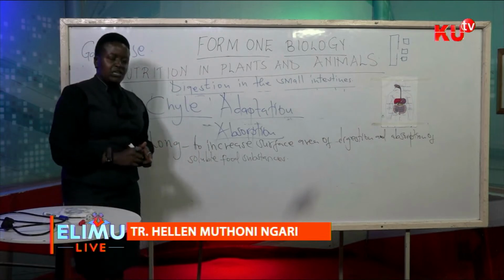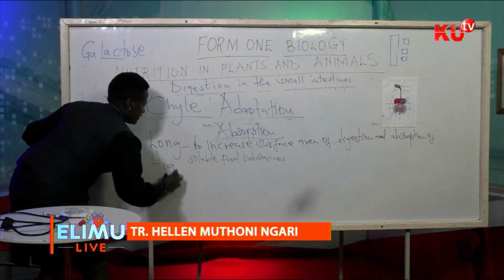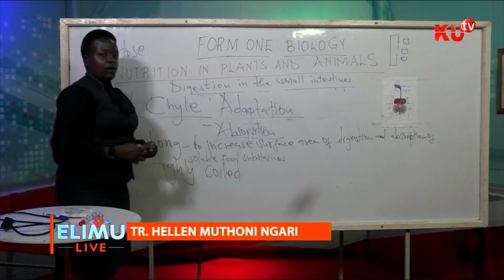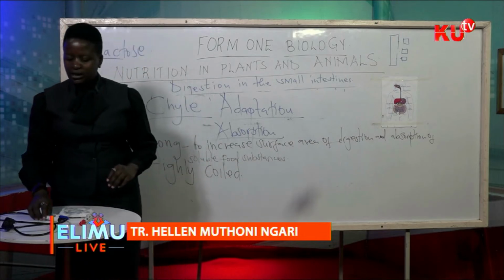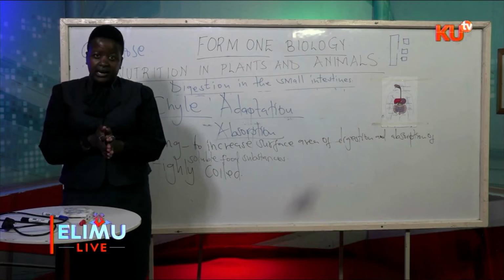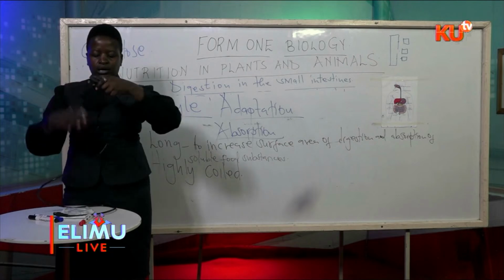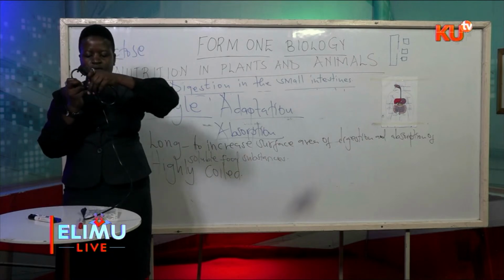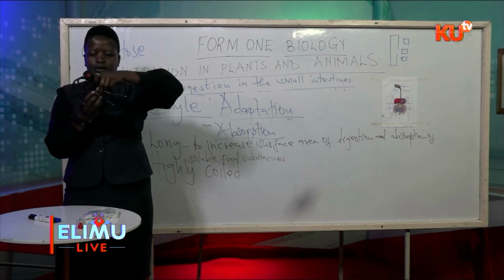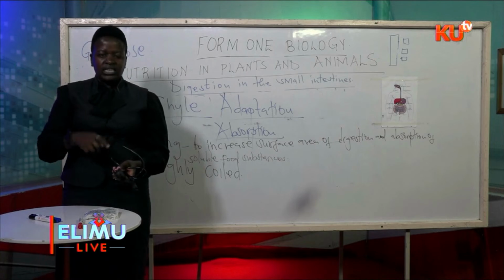The second adaptation of the small intestines is that the small intestines are highly coiled. Now, we've talked about 6 meters. So imagine if our intestines were not coiled, we'd be so tall, I think we'd reach the sky. But they are highly coiled. So if these are your intestines, they are usually coiled. It coils there, it coils there, coils there. So highly coiled means that the coiling is maximized.